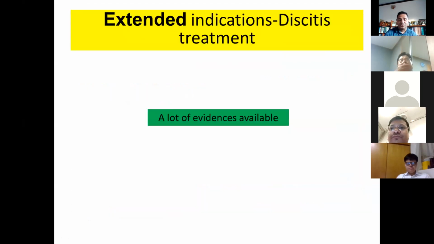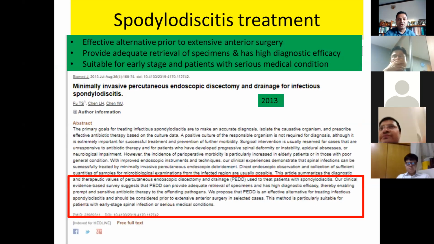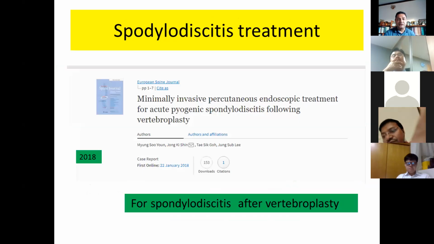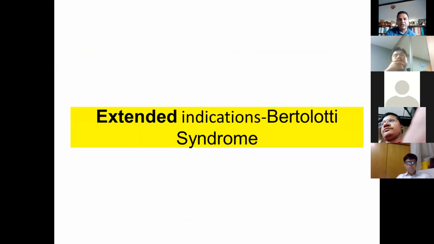We can also use the endoscope for the treatment of discitis. There is a lot of evidence available, with the first paper in 2004, and others in 2013, 2014, 2015, and 2018. When percutaneous transforaminal endoscopic discectomy is used for drainage of spondylodiscitis, the result is a very positive outcome in early cases. So we can utilize the endoscope for discitis treatment as well.